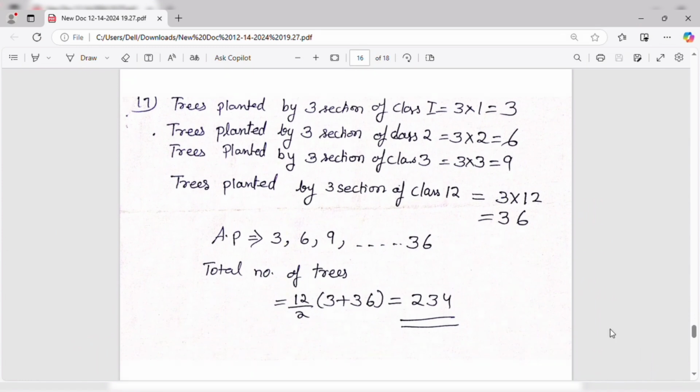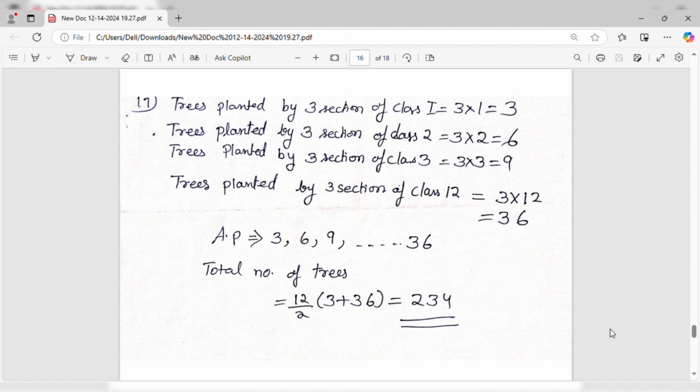Next question, question number 17. In a school, students thought of planting trees in and around the school to reduce air pollution. It was decided that the number of trees that each class will plant will be the same as the class in which they were studying. That is, a section of class 1 will plant 1 tree, a section of class 2 will plant 2 trees and so on. There are 3 sections of each class.